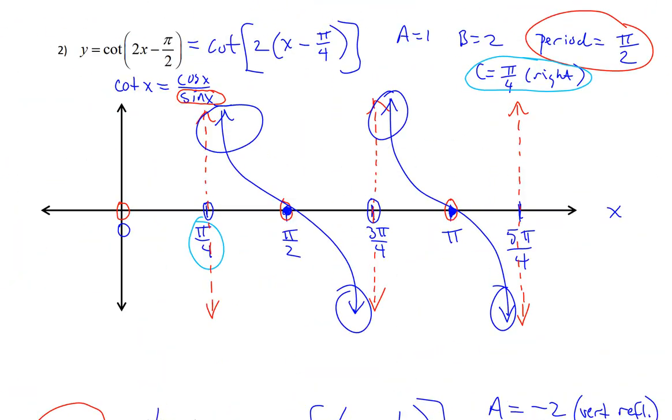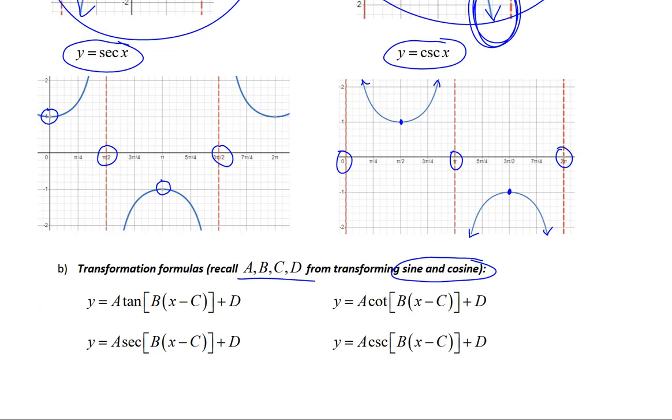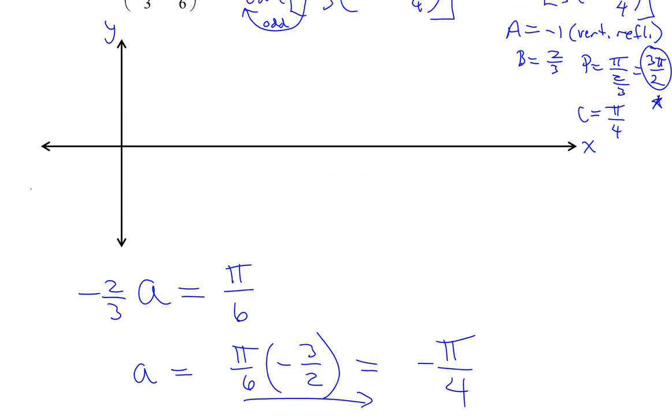If you go back up to that parent function for tangent, that period is pi. If you cut that in half, guess what you get? Pi over 2. And that's how far you go to the left and to the right to mark your first set of vertical asymptotes. So that's just a helpful little pro tip, visually and practically, to help us graph something here.